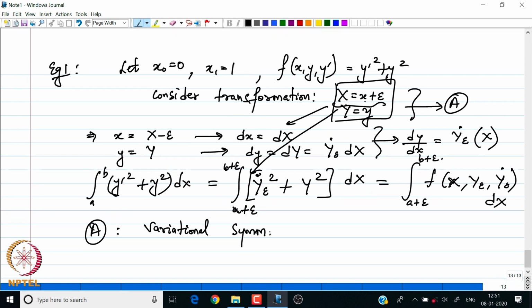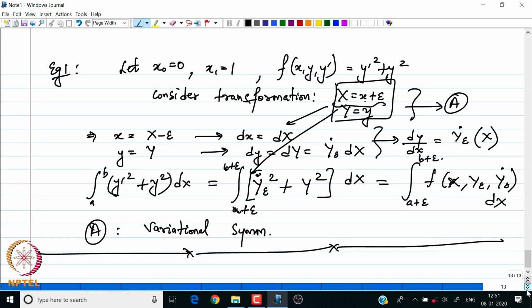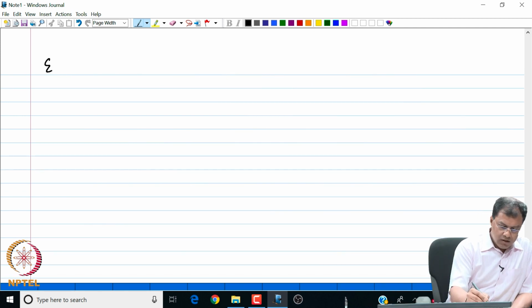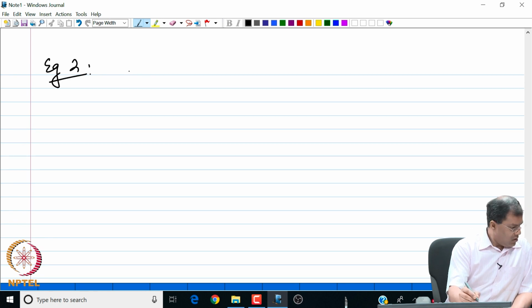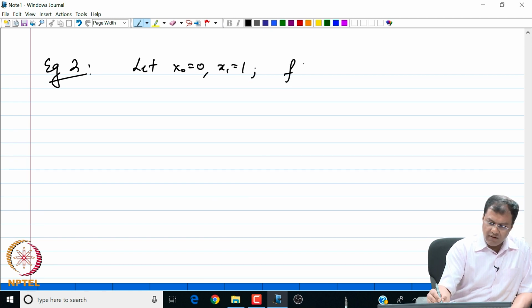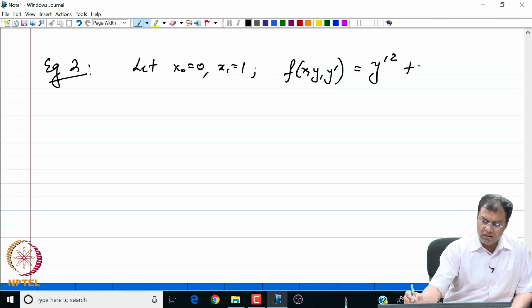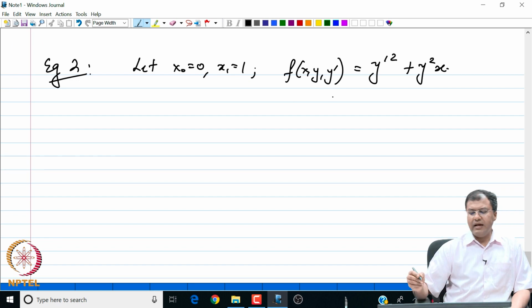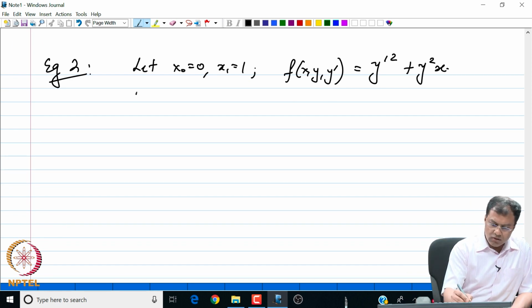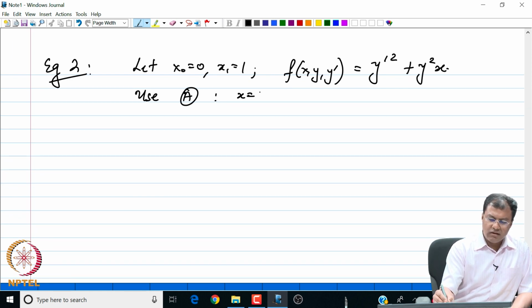Okay. Let us look at the same variational symmetry for another integrand. Let us continue looking at a few more examples. So example 2. Again we set up x0 is 0, x1 is 1, and f of x, y, y prime is equal to y prime squared plus y squared x. So now my integrand is this. Again we use the same translational transformation: x is capital X plus epsilon and y is equal to capital Y.